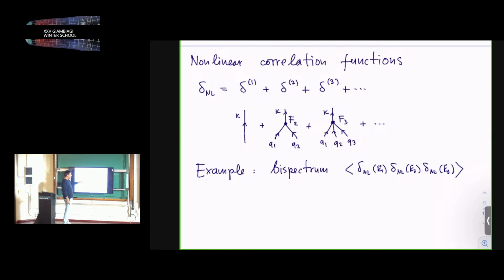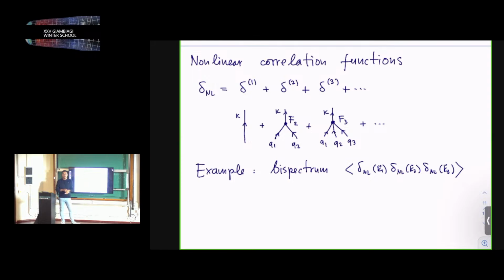Then you may have a second order solution where you combine two different Fourier modes in the initial conditions through this perturbation kernel F2 to give you a second order solution. The third order solution is a combination of three different Fourier modes which combine through F3 to give you delta of k at third order, and so on and so forth. Okay. And once you have this solution, and each of these little diagrams, these long expressions we had in the previous slides, then you can just compute the correlation functions.